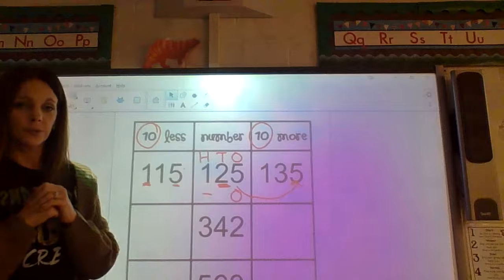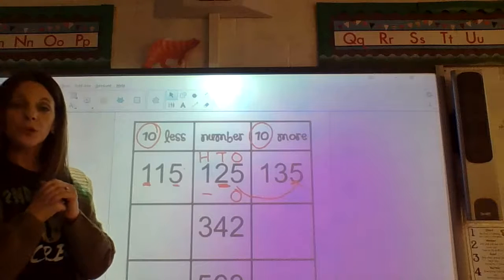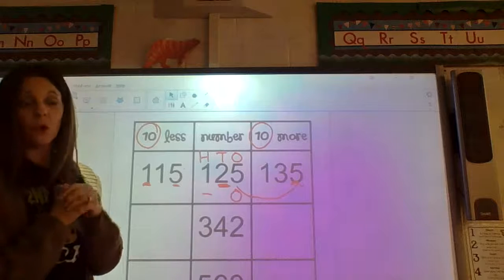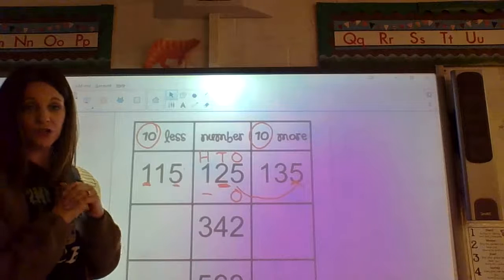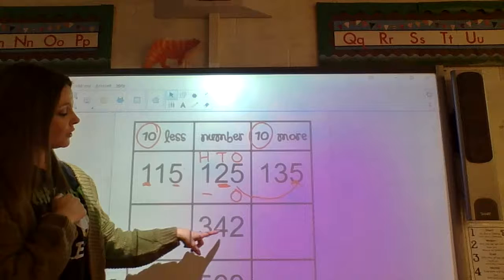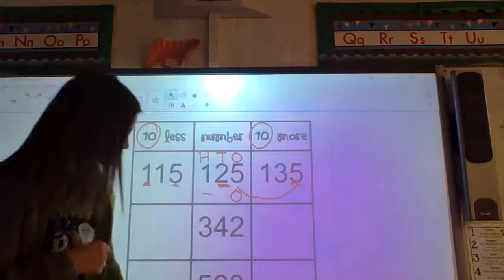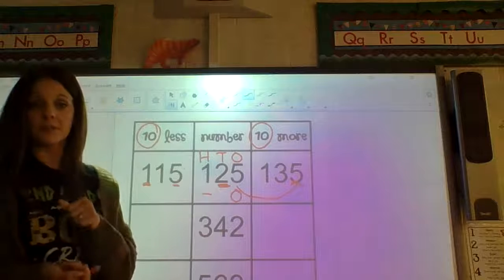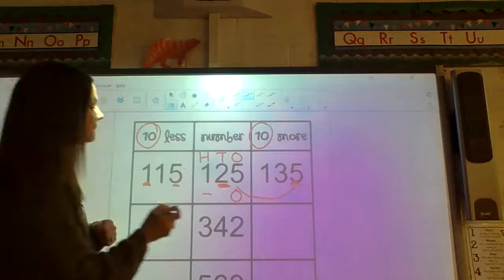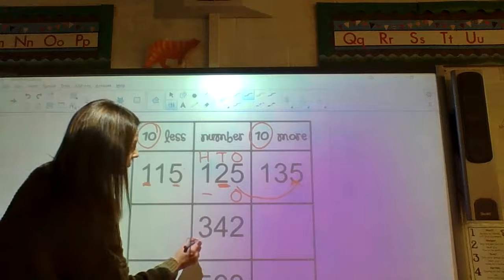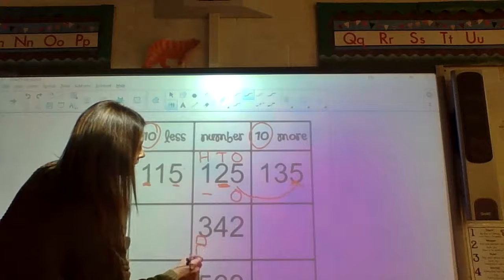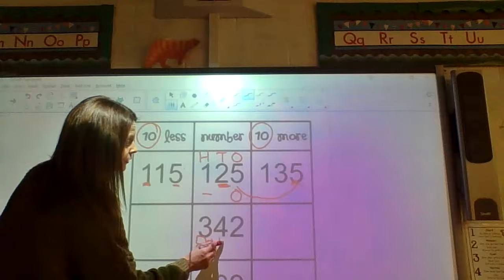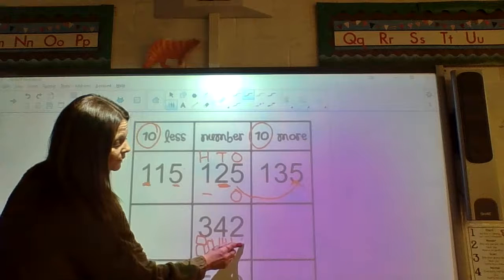Now it's your turn. Can you on your whiteboard draw me, using your base 10 blocks like I just showed you, the number 342? While you're busy, I'm going to draw it myself. You can either pause the video or draw with me. I'm going to draw 3 hundreds, 4 tens, and 2 ones.